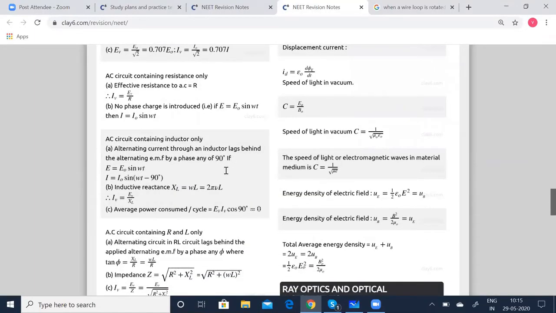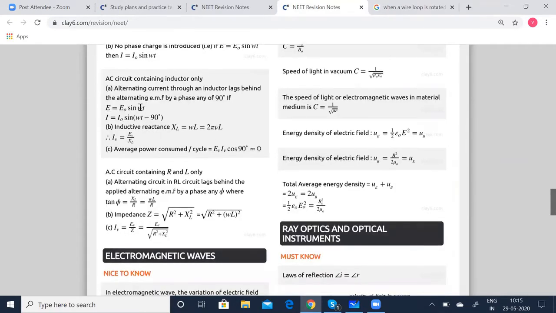Alternating circuit containing only resistance. Then you can say the effective resistance to AC is R. So IV is equal to EV by R. There is no phase change introduced here. So E is equal to E0 sin omega t and I is equal to I0 sin omega t.